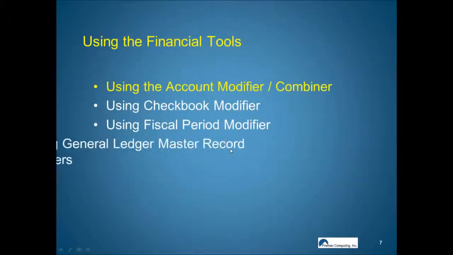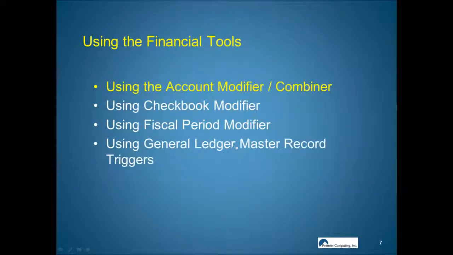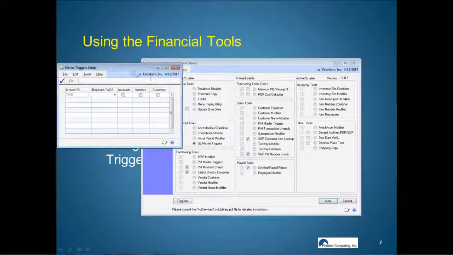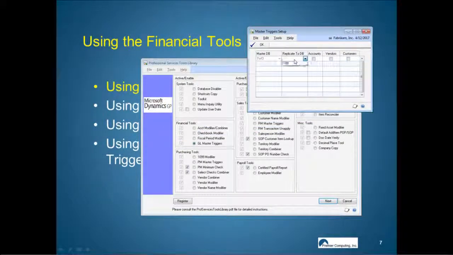Coming back to my slide presentation, the General Ledger Master Record Triggers is a tool that is used to replicate a general ledger from one company into another, and it really should be called copy instead of triggers, but I'll show you why I consider it to be a copy. You'll choose the GL Master Trigger, hit Next, and in this screen I can copy a database, in my case it's called 2Inc, to another database that's been set up. You cannot copy one database identically on top of the other.